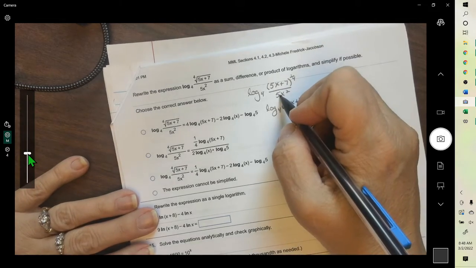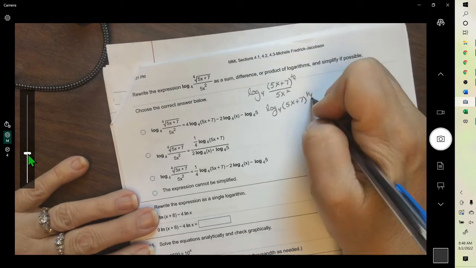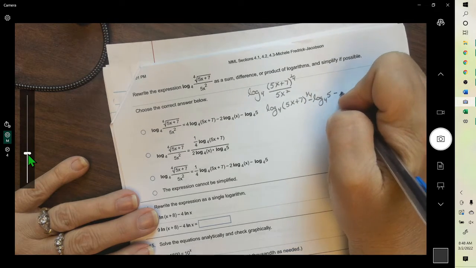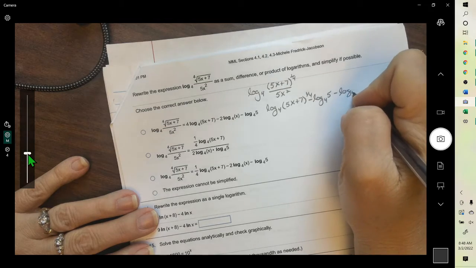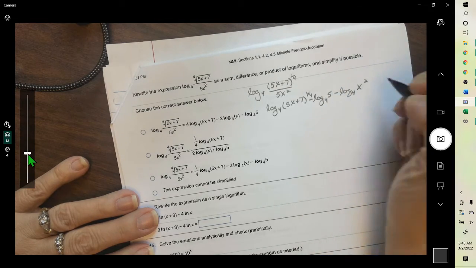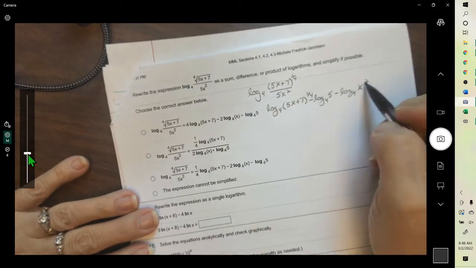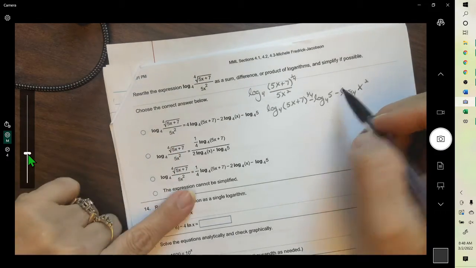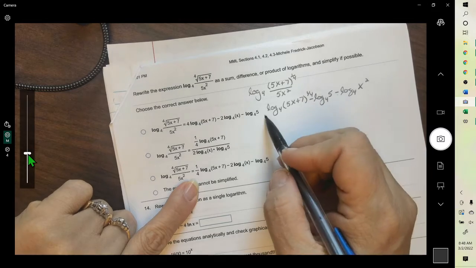Now these two are in the bottom, the 5 and the x squared, so they're subtracted. Log base 4 of 5 minus log base 4 of x squared. Then you want to bring your exponents down in front, which would be this one, because we'll bring the 1/4 down.